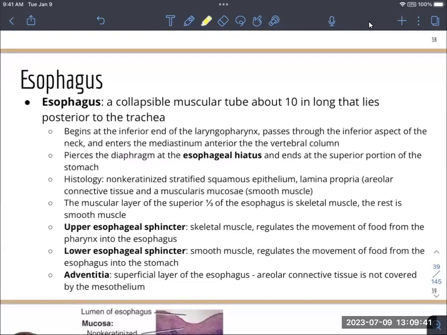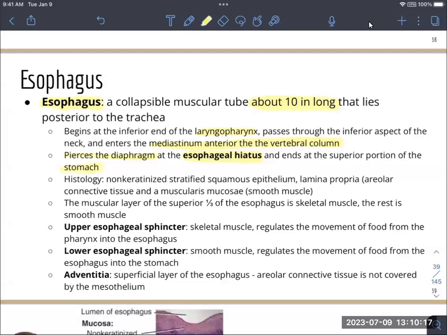So the esophagus. The esophagus is usually about 10 inches long. It sits behind the trachea. So it starts at the end of that laryngopharynx. It goes through the mediastinum. It goes through the diaphragm at the esophageal hiatus, where it is going to enter the stomach.